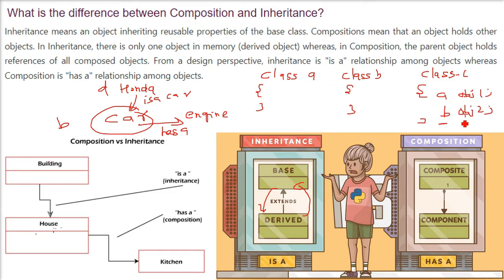So inheritance is all about inheriting, or a base and child relationship, but composition is referring to another class by taking their objects. So class Honda colon car. So class Honda is a car. So this is the inheritance relationship.